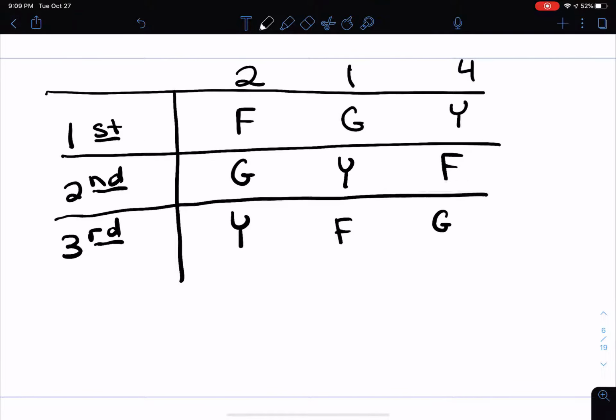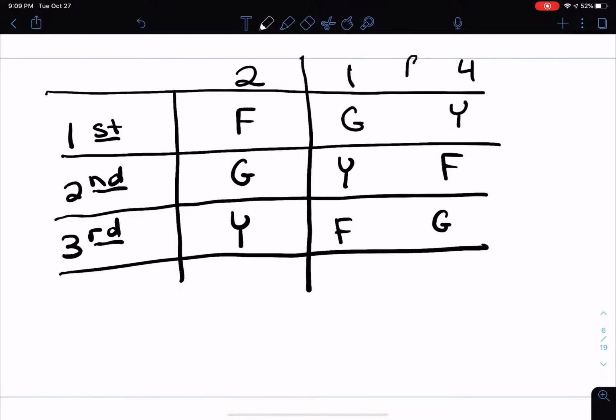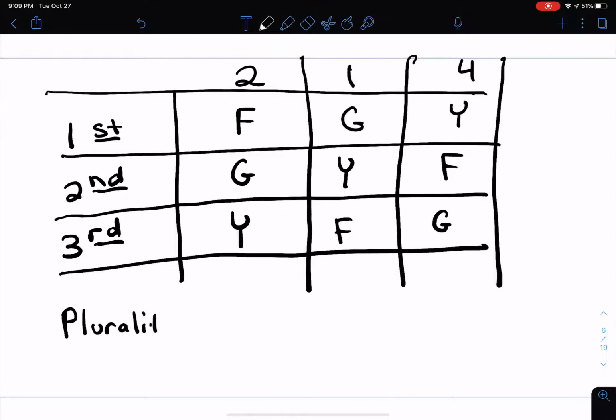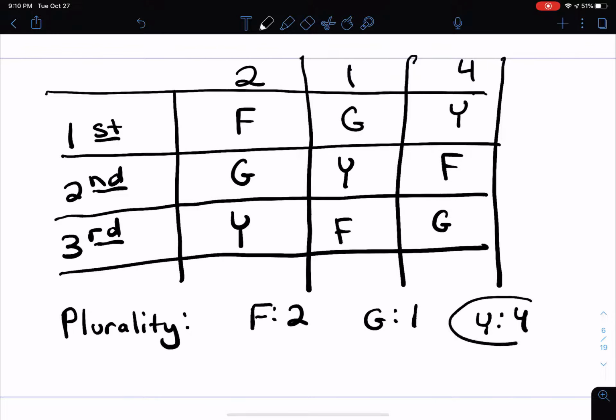So you got two people that voted FGY, one person that voted GYF, four people that voted YFG. If we're using plurality method, we just need to look at the first place votes. First place votes: F had 2, G had 1, Y had 4. Since Y had the most, Y wins plurality. And there were 7 votes cast, because 2 plus 1 plus 4 is 7 votes.